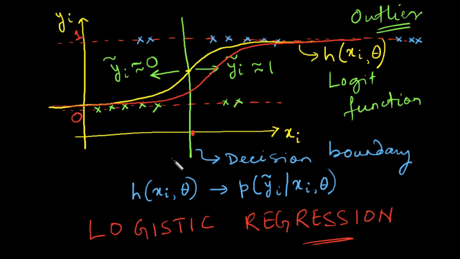Intuitively you can see that no matter how many points I add as outliers over here, my decision boundary does not get affected because I am not trying to fit a logit function. All that I am trying to do is to find a boundary which separates my class 0 from class 1, and so outliers do not affect that function because I am not trying to estimate any probabilities.